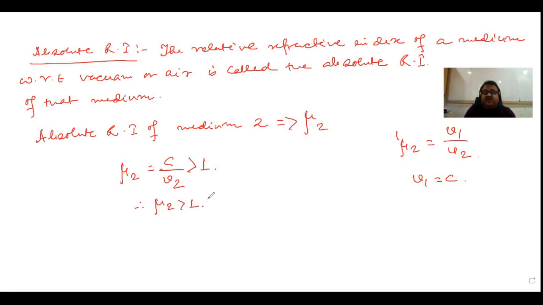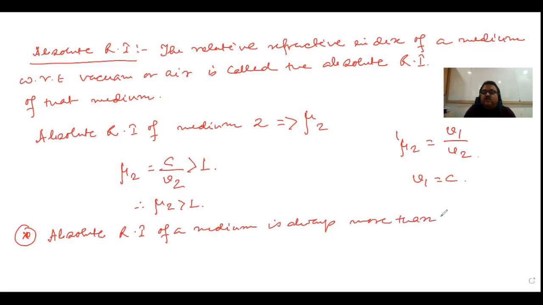So remember, it's a very, very important thing. Absolute refractive index of a medium is always more than 1. If by chance you obtain a value less than 1, please check your answer. It is not correct. Correct? Please check your calculation then.